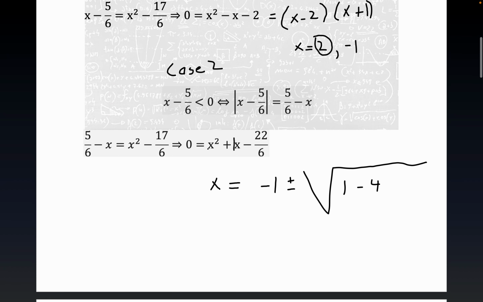Now, your a is understood to be 1, right? So you're going to have minus 4 times 1, just for emphasis, times minus 22 over 6. And this is all in the radicand, and again, you divide by 2a, so this is all divided by 2, right?